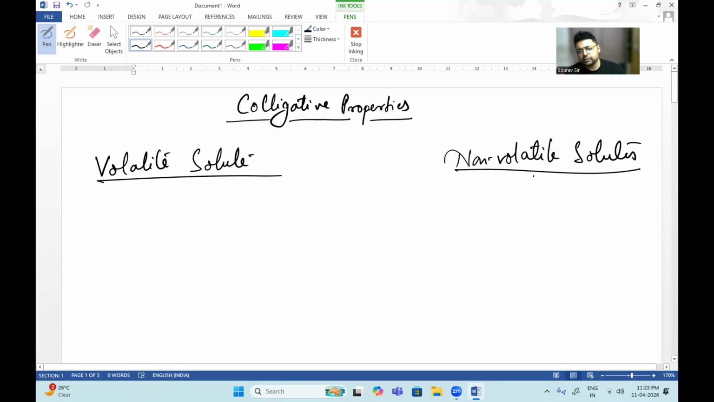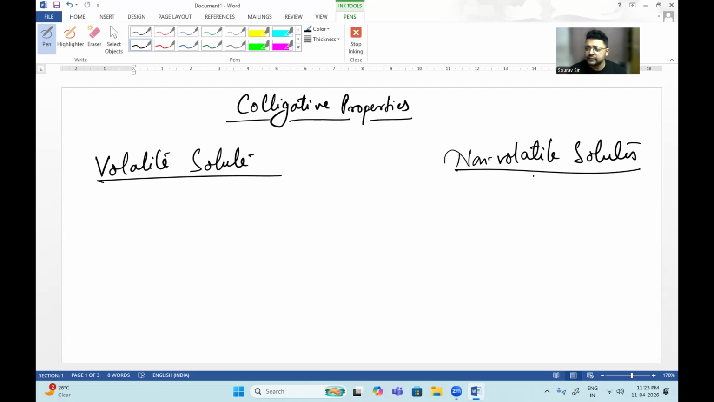Suppose we are making a solution of a liquid and a volatile solute, and we are making a solution of a liquid with a non-volatile solute. Now, what are volatile solutes? Volatile compounds are those solutes which have very low boiling point. At room temperature, they will vaporize, they will expand. That means from the liquid state, they will go to the gaseous state and expand in volume.